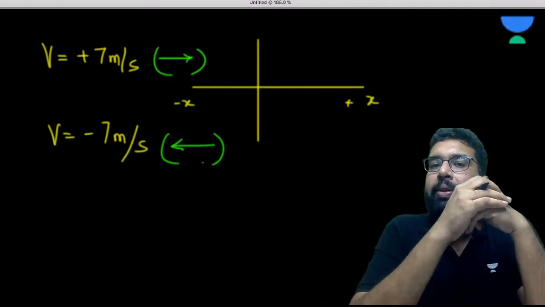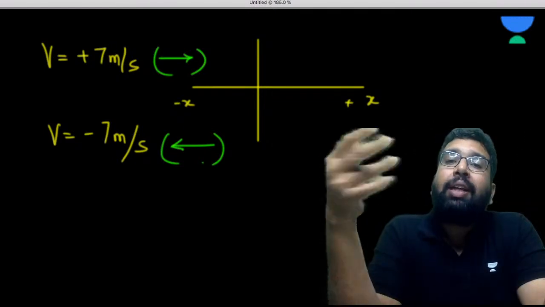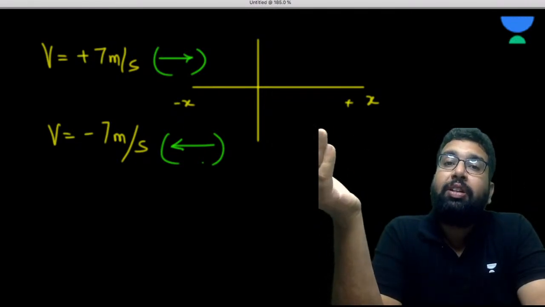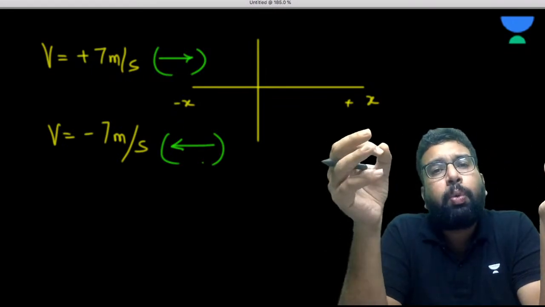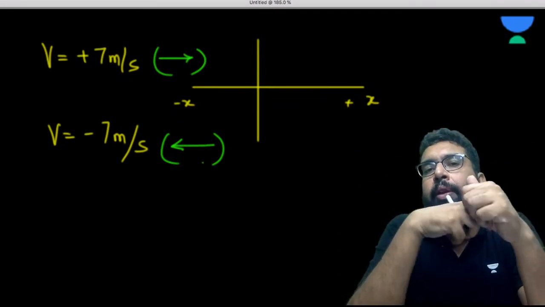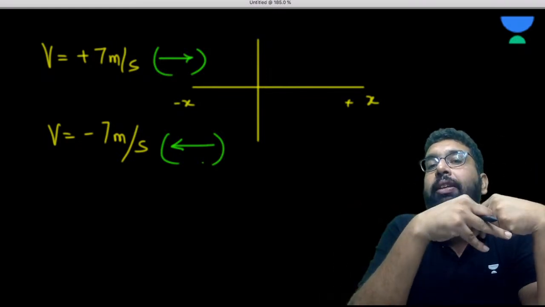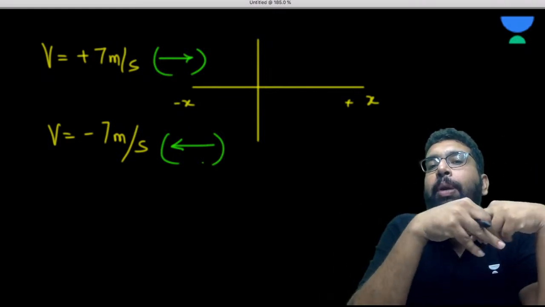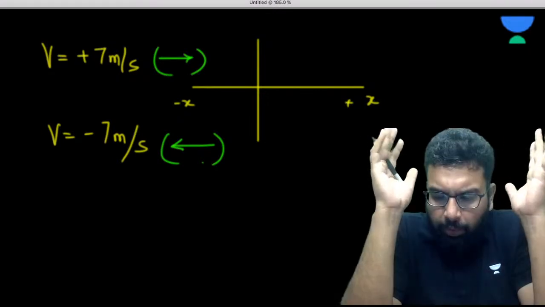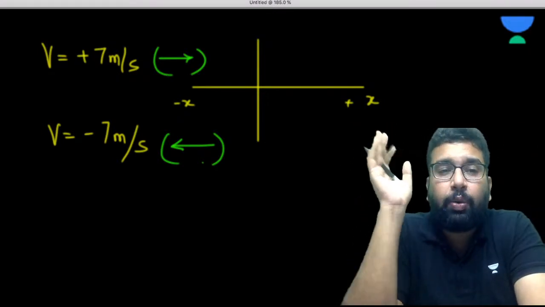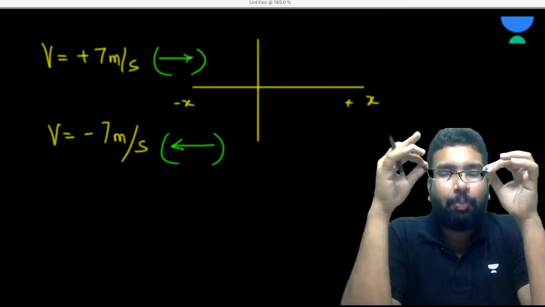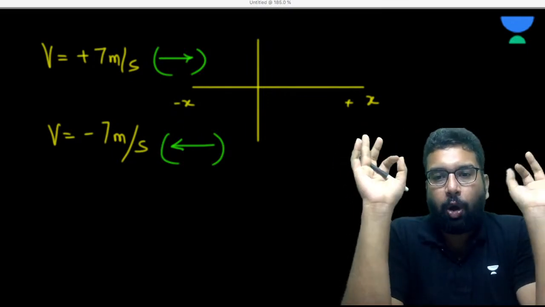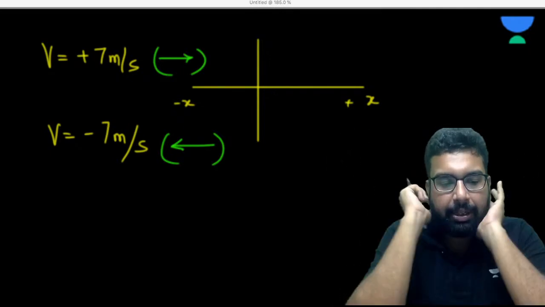Understood? Understood, sir. What about the sign of acceleration? If acceleration is positive, what does that refer to? What will happen to velocity if acceleration is positive? Please try to understand. This is physics. You have to use your brain each time. Your brain has to be in on mode at all points of time. Can you please tell me?